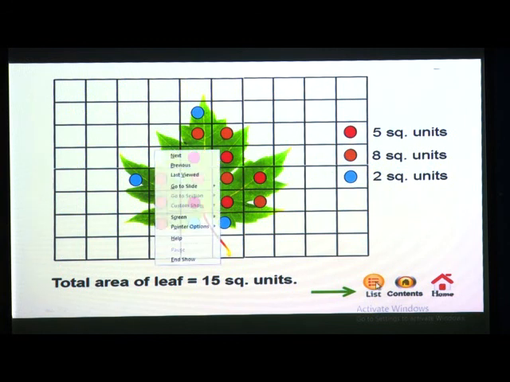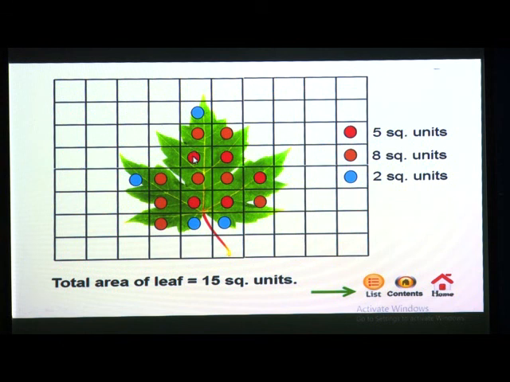So here red denotes the full squares. So 1, 2, 3, 4 and 5. Here we have 5 square units for full squares, and more than half we will count now. So 1, 2, 3, 4, 5, 6, 7 and 8 are more than half. For that also we have to count 1 square unit only.